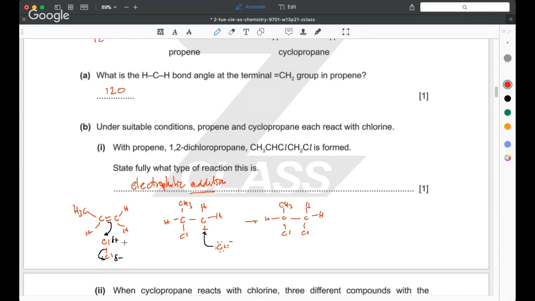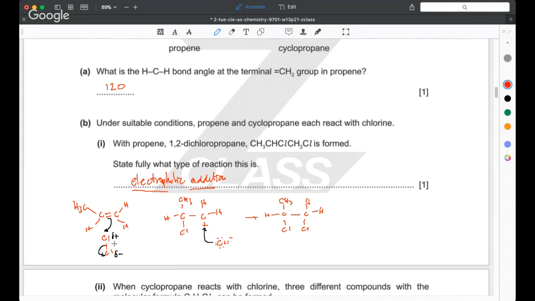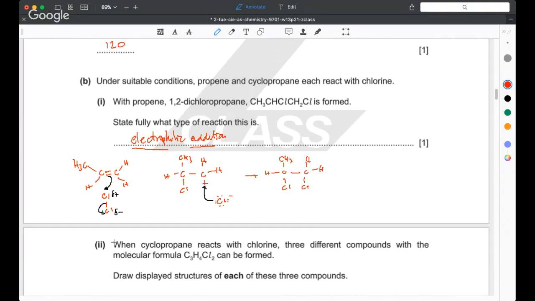Addition, because the chlorine molecule has been added across the double bond, and electrophilic because that transient dipole, the partial positive charge on the chlorine atom, was attracted to the electron density in the carbon-carbon double bond. That dipole in the chlorine molecule meant that the chlorine molecule was acting as an electrophile for the electron density between the two carbon atoms.